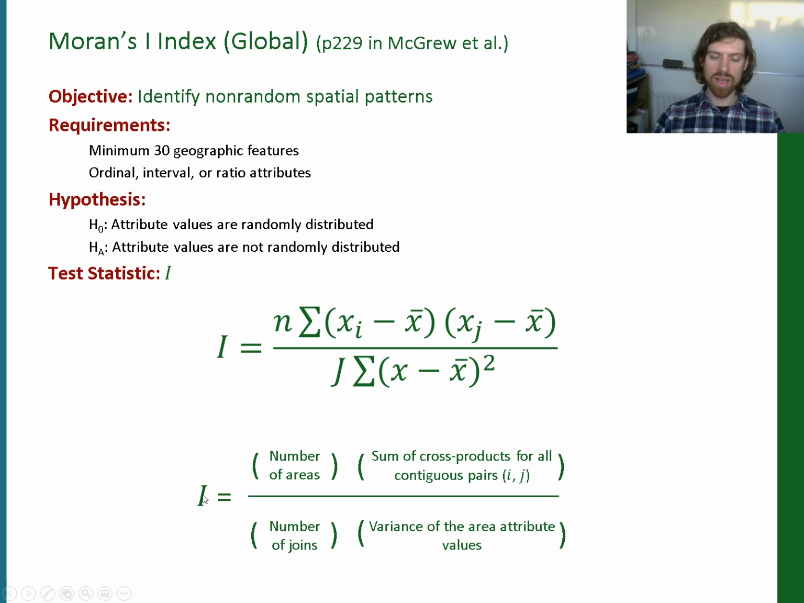So to get Moran's I, we need to take the number of areas, which we do here. It's the sum of the number of areas. And then we multiply it by the sum of the cross-pair products for all contiguous pairs for i and j. Okay. And then on the denominator, we need to take the number of joins that we've got within the data that we're interested in. And we also need to take the variance of the area attribute values. Okay, so that's how we get I.